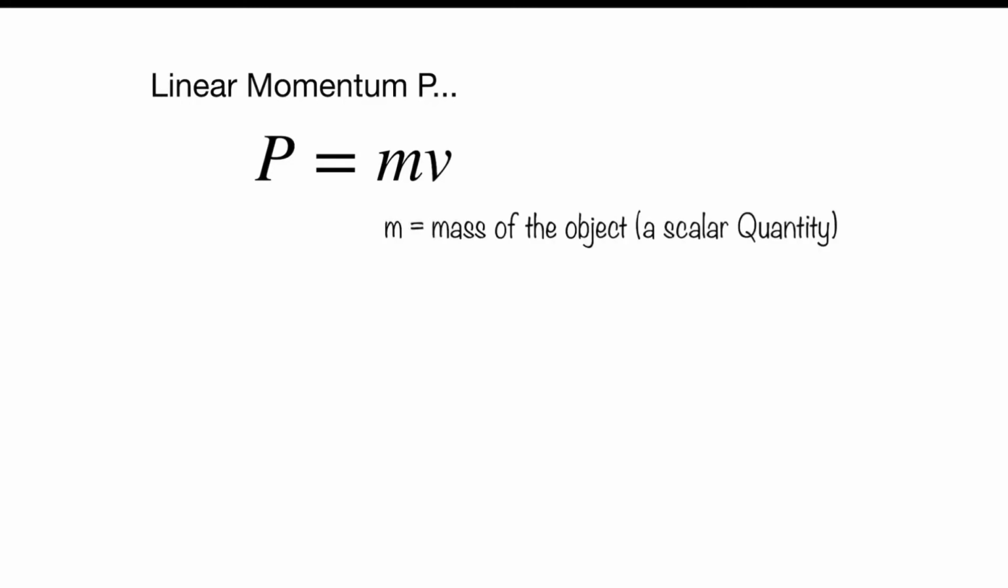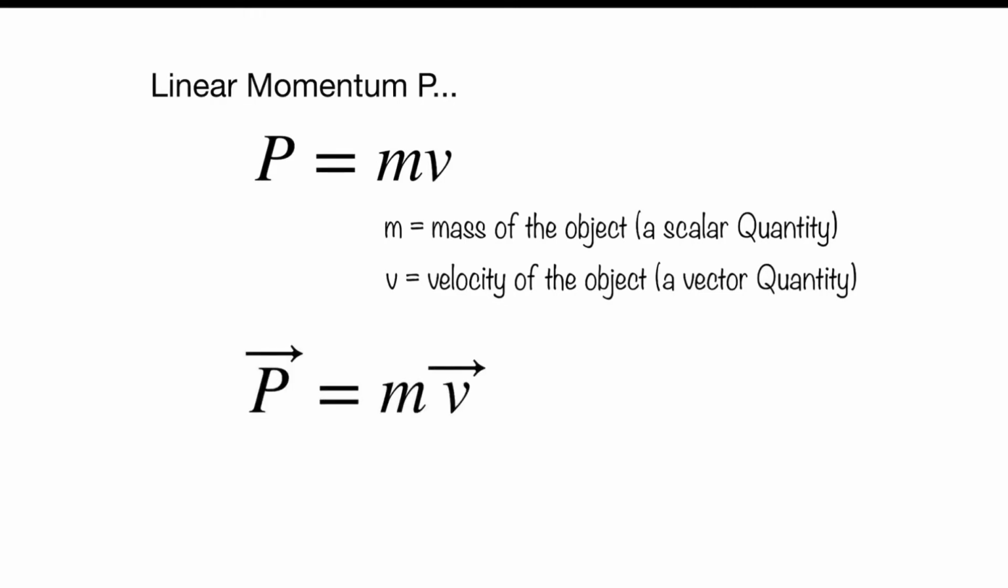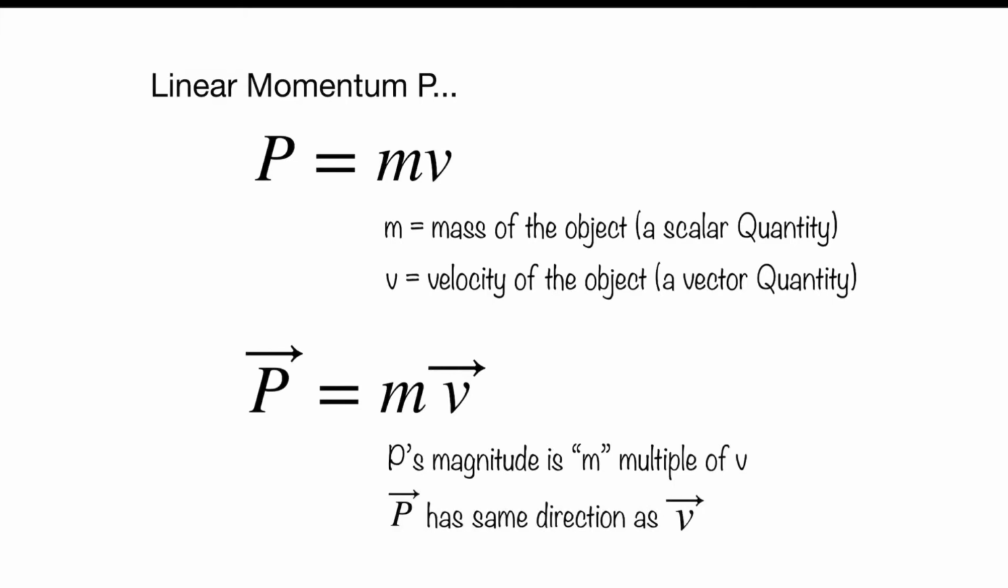Linear momentum is defined as p equal to mv, where m is the mass of the object and a scalar quantity, and v is the velocity and a vector quantity. So we can say that p is a scaled vector of v. That means p's magnitude is m times v's magnitude and has the same direction as v.